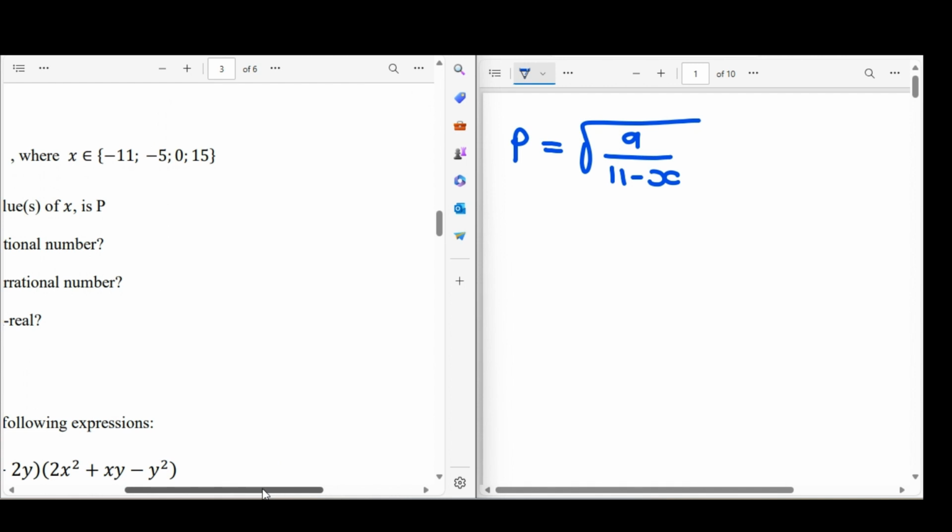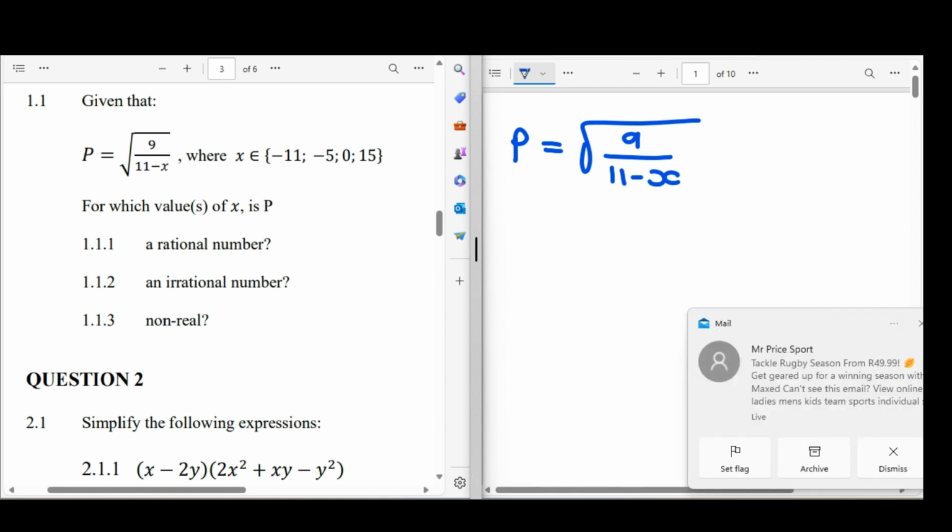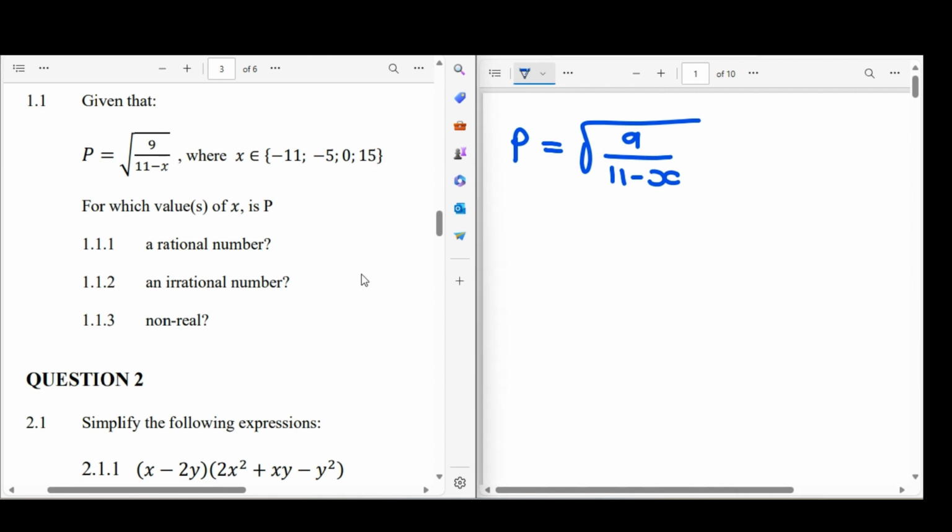So first of all, question 1. Given that p is equal to this expression, and x could be negative 11, negative 5, 0, or 15, we want to know for which values of x is p a rational number, an irrational number, and a non-real number. What they mean is we need to sub in these values of x and see what answer we get for p. So let's do just that.